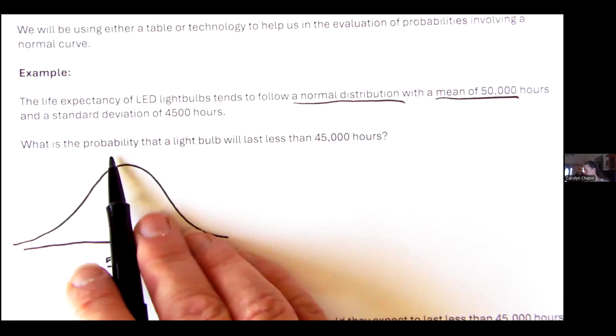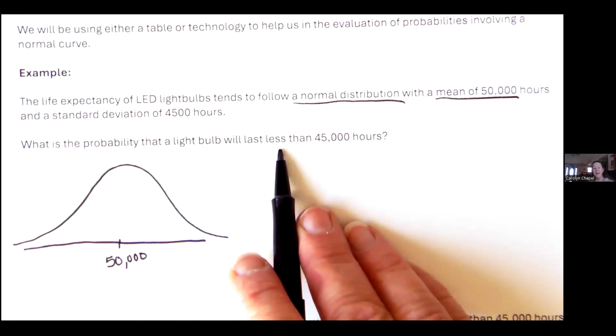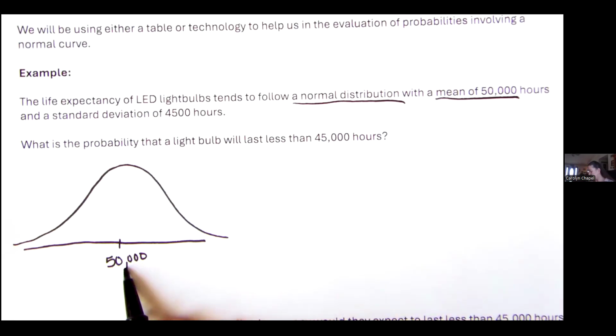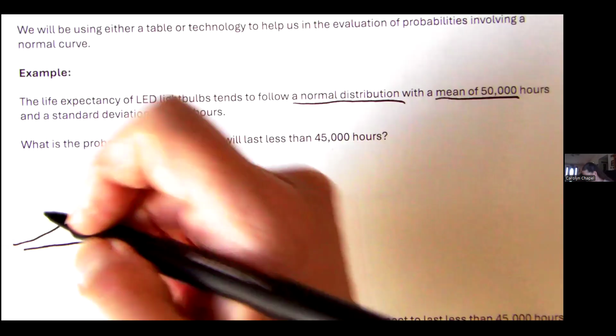Okay, so what is the probability that a light bulb will last less than 45,000 hours? So 45,000 is on this side of 50.